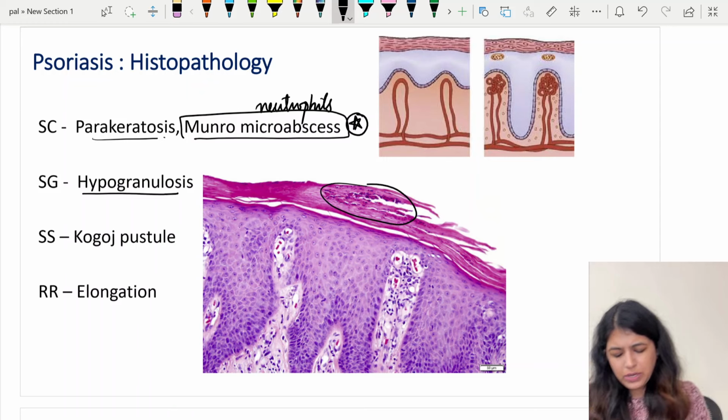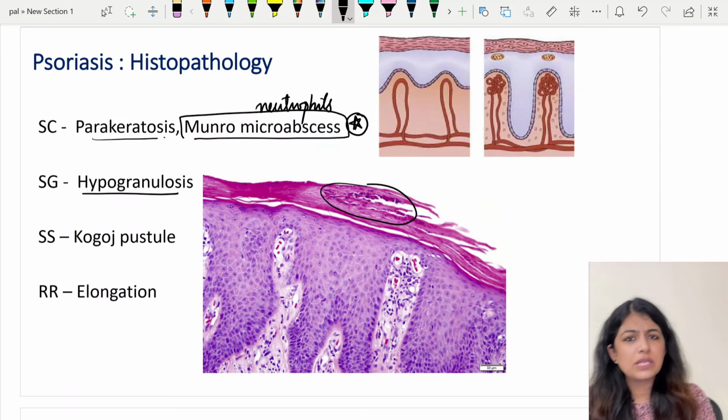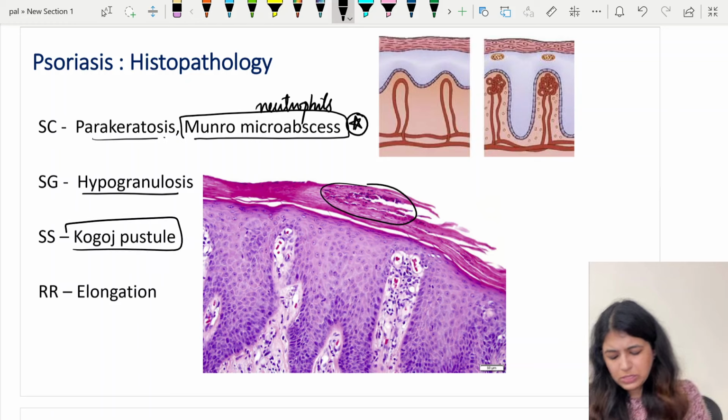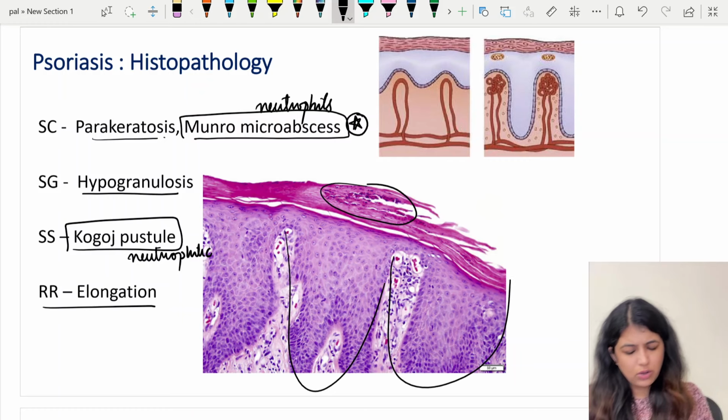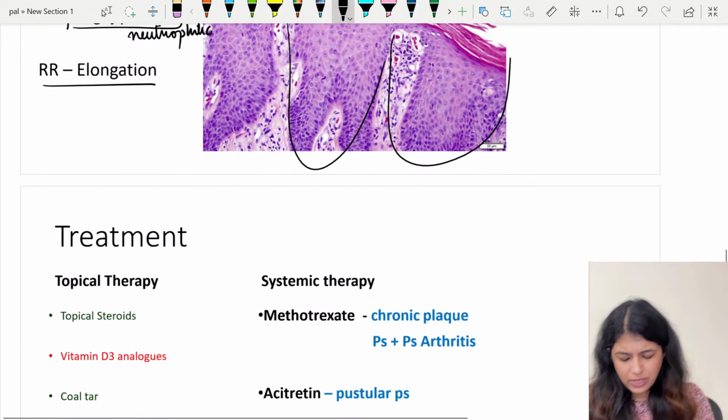Then there is hypogranulosis, that is reduced thickness of the stratum granulosum. Kogoj pustules in the stratum spinosum. These are again neutrophilic collections in the stratum spinosum. And the rete show regular elongation. So these are all very, very important histopath findings of psoriasis which you should be aware of.